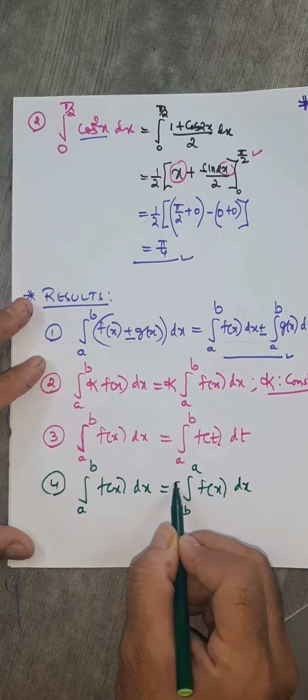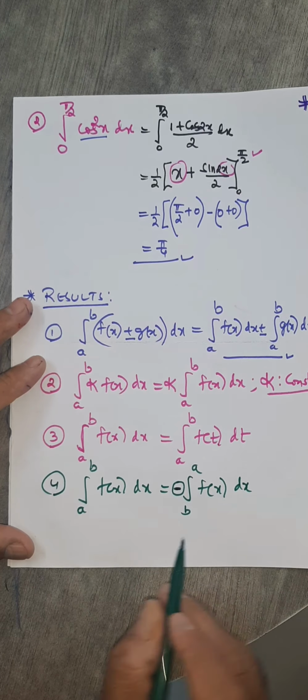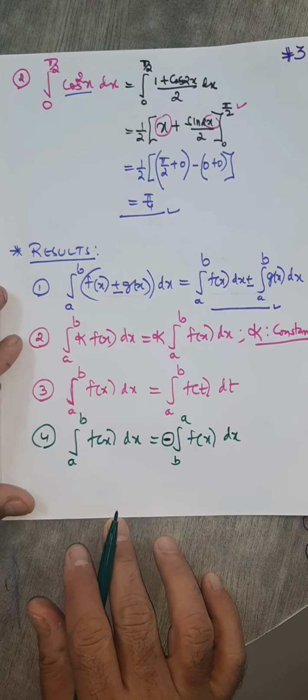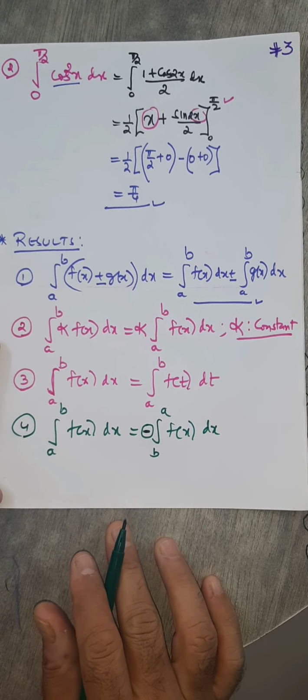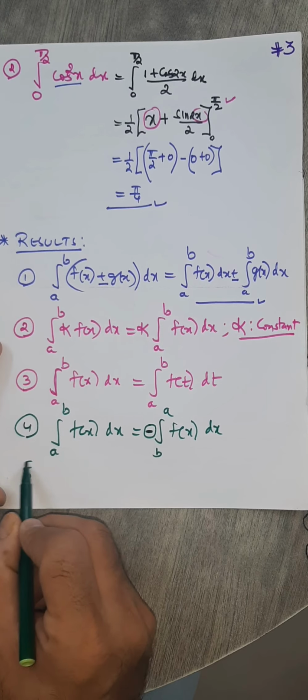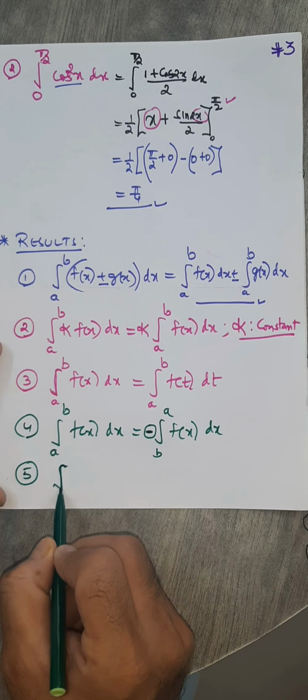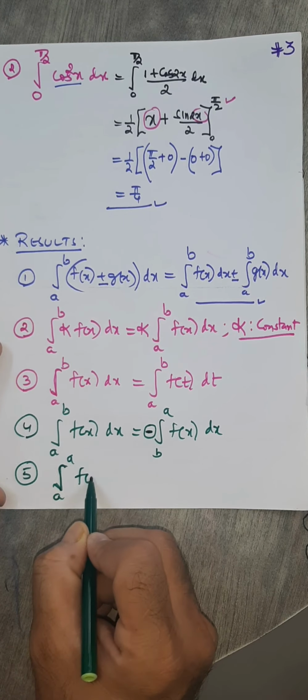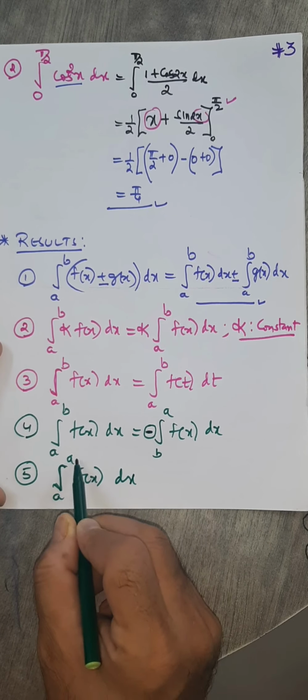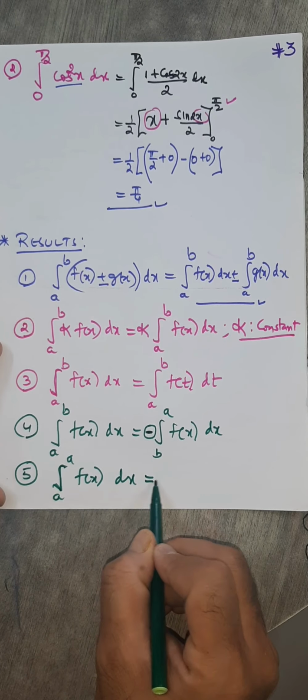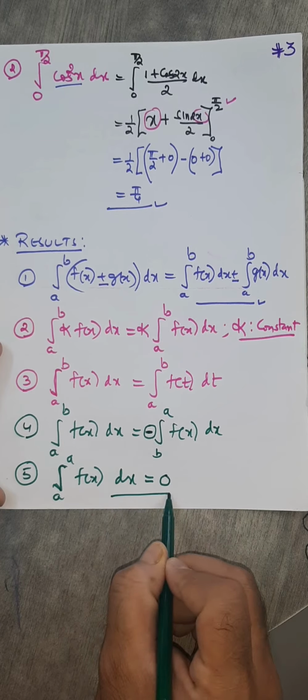If you change the limits, then it would differ by minus sign. Remember, here you have minus sign. And finally, one more point here, integral from a to a of function. Now a to a means there is no region, so definite integral has to be 0.